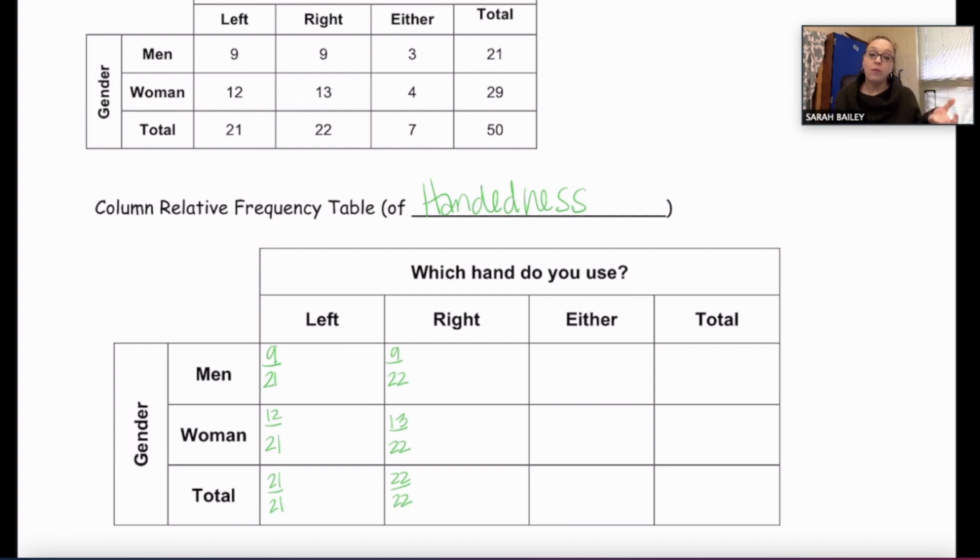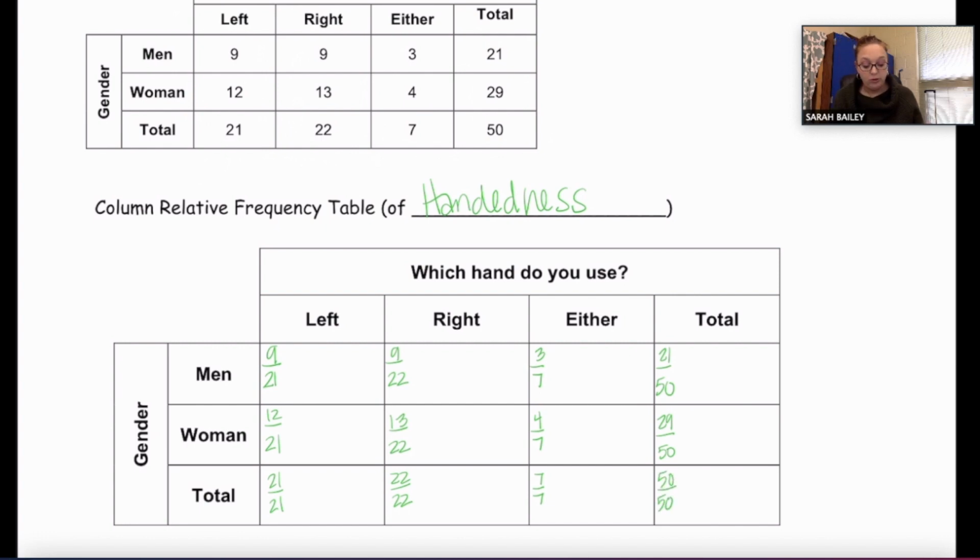And then either, meaning they're ambidextrous, I'm going to look here. I'm going to do 3 for men. There are 3 men out of a total of 7 people. So 3 out of 7. So that's going to be 3 out of 7, 4 out of 7, and then 7 out of 7. And then my total column, so that's 21 men out of 50 people, 29 women out of 50 people, and then that would be 50 out of 50.